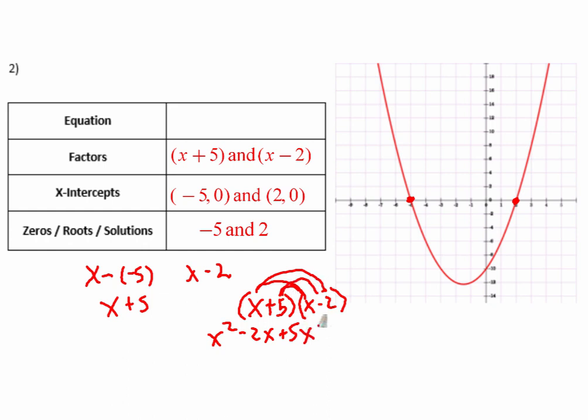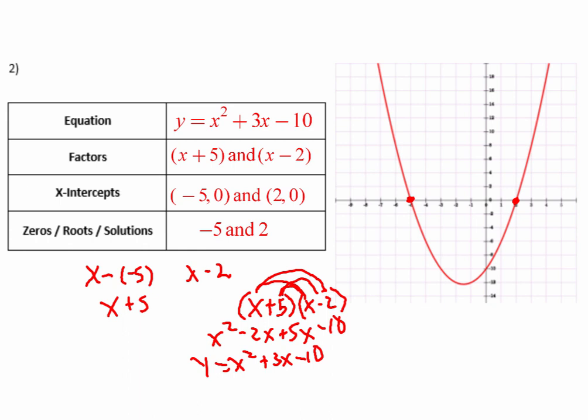5 times negative 2 is minus 10. Combine my like terms, I get x squared plus 3x minus 10. And I need to put my y equals at the front of that. So my equation is y equals x squared plus 3x minus 10. So I just put my factors together, multiply them out, and then combine like terms.